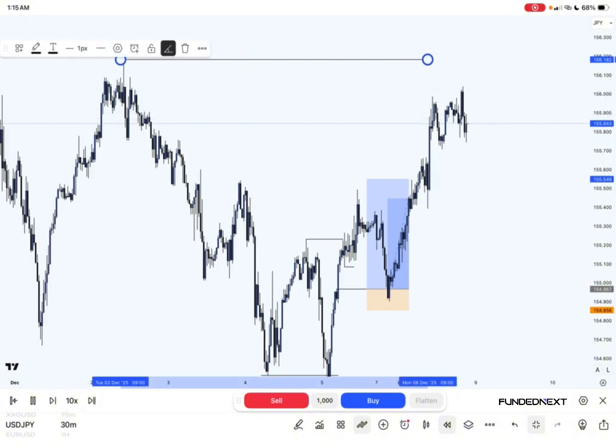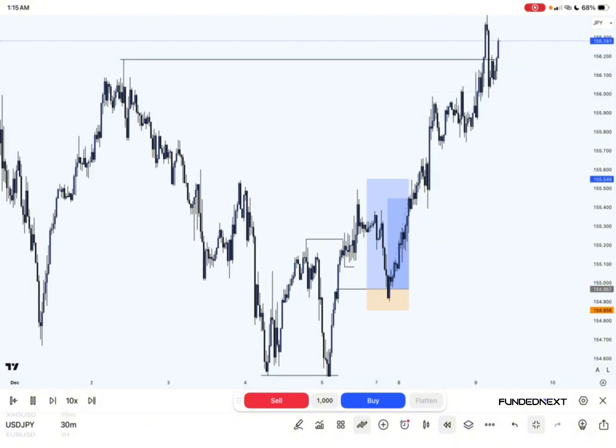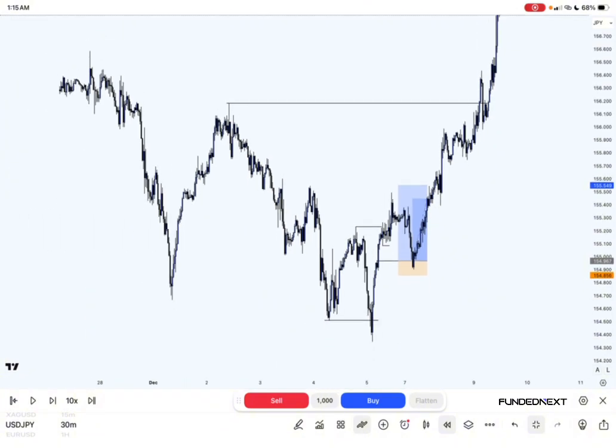and just like that, USDJPY delivered a very clean risk to reward. I will see you guys on the next one.